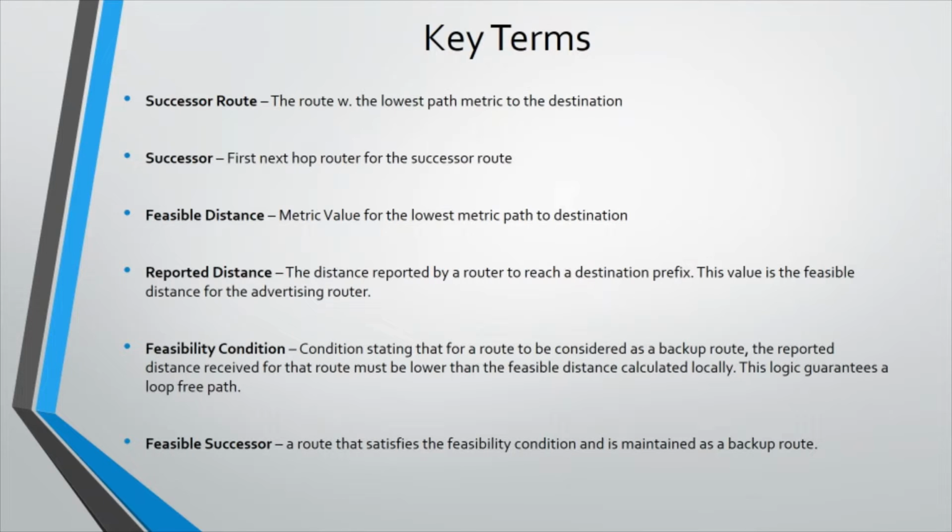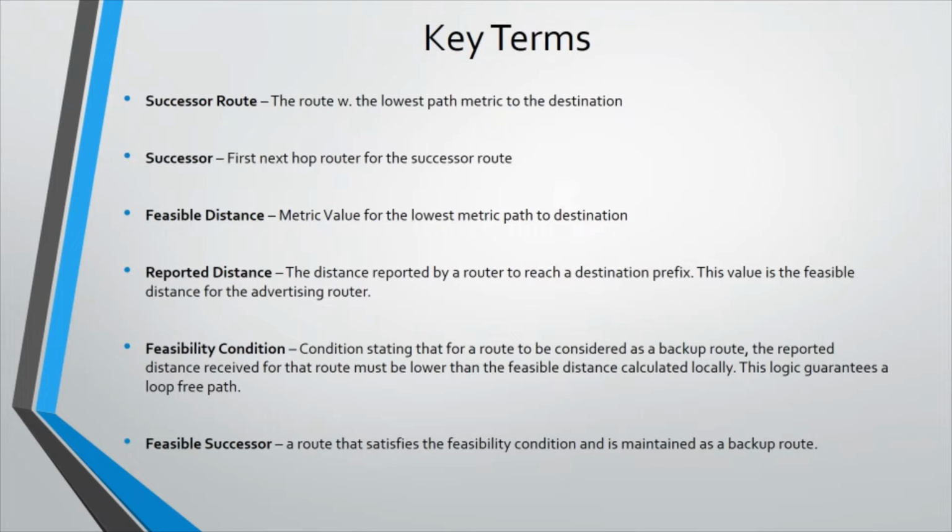So the reported distance. This is the distance reported by a router to reach a destination prefix. This value is the feasible distance for the advertising router. So you'll have a router, right? And it'll calculate what is the metric to reach a certain destination. It'll advertise that out to the next router in the EIGRP system.